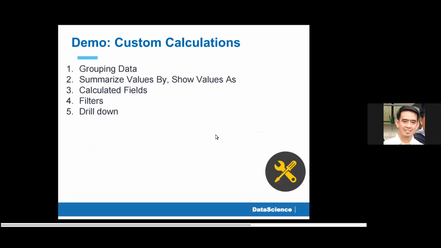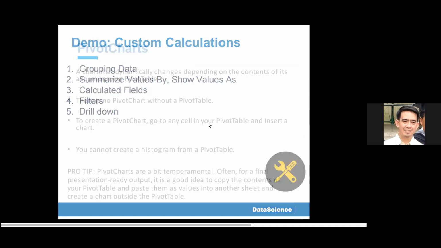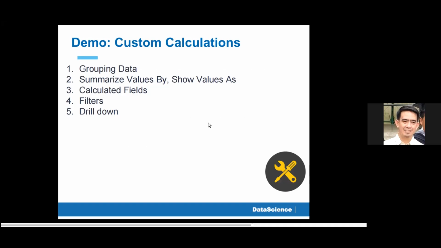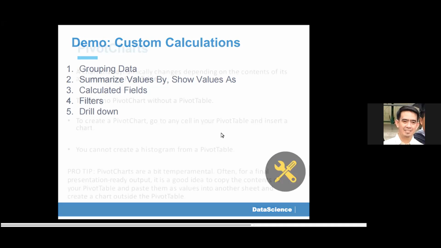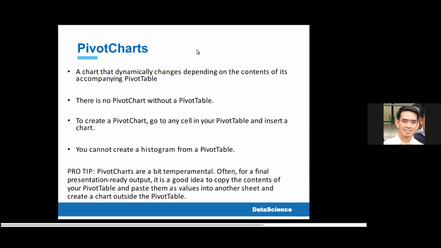So let's now have our demo. Okay, so grouping of data, summarizing values by, and show values by, calculated fields, filters, and drill down. So we're going to do that. Before we proceed to pivot chart, we're going to do the pivot table first. So I'm going to stop my presentation, and we're going to proceed with the actual demonstration. So please allow me to share my screen.